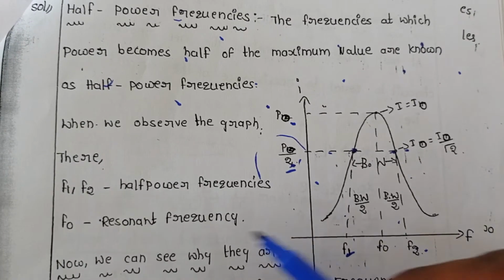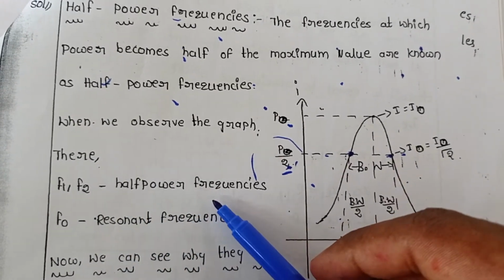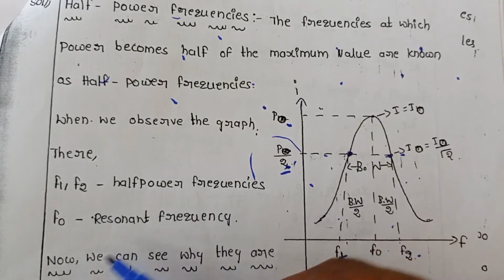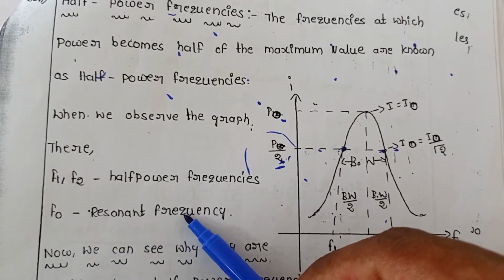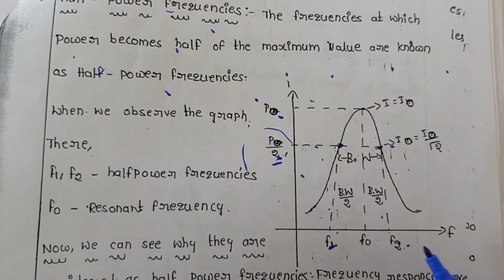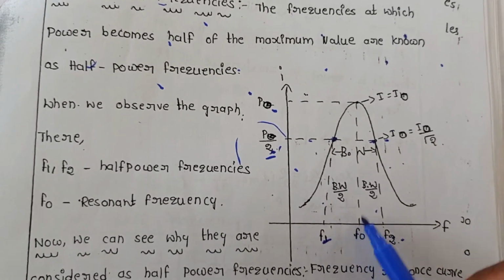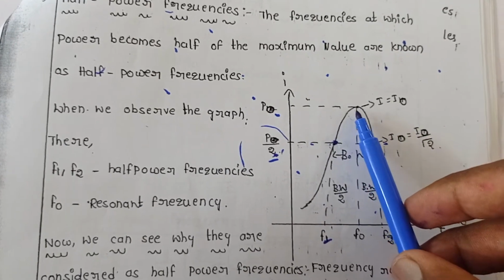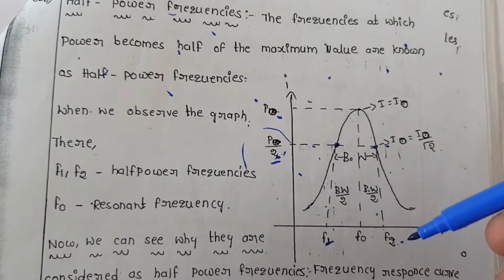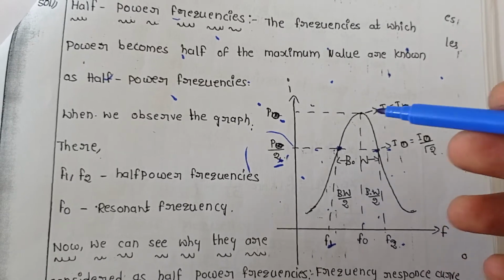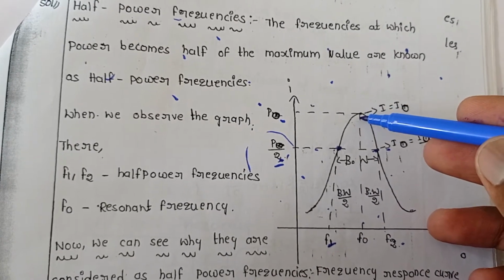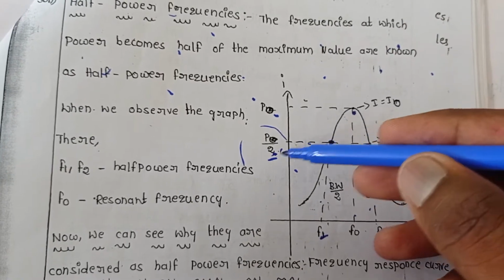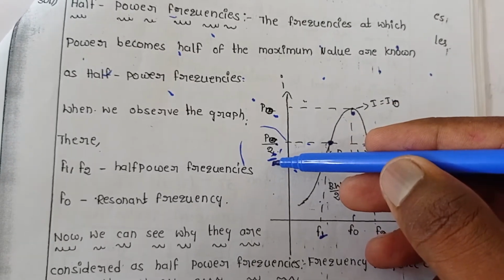These two are cutoff frequencies. F1 and F2 are half power frequencies, in other words we can call them cutoff frequencies, and F0 is the resonant frequency. F0 is in between F1 and F2. The resonant frequency always occurs at the maximum power, and the cutoff frequency always occurs at half of the maximum power, that is P0 by 2.